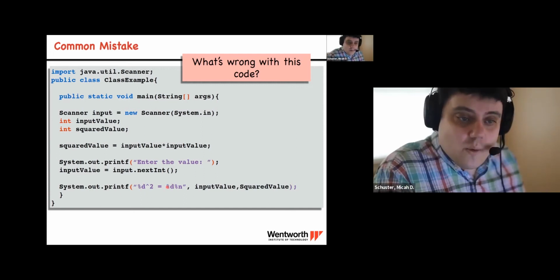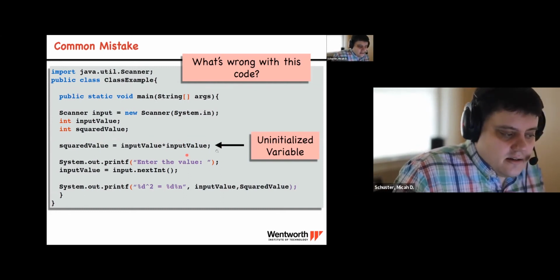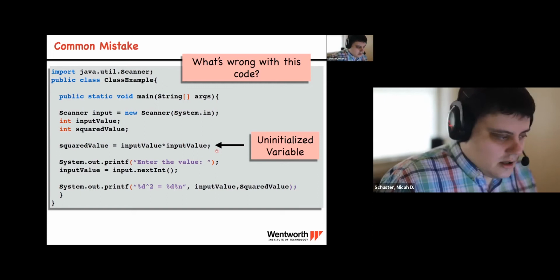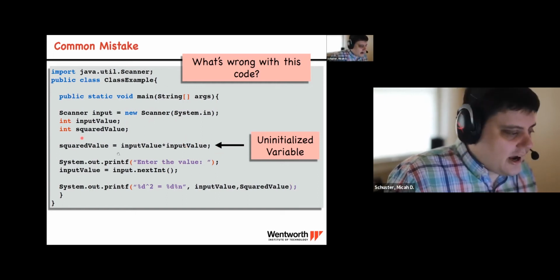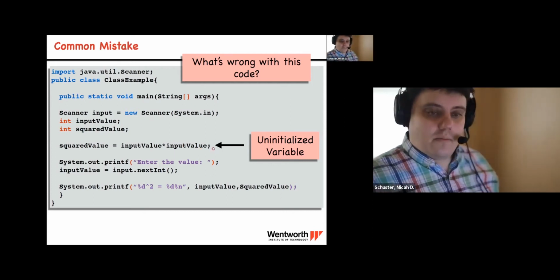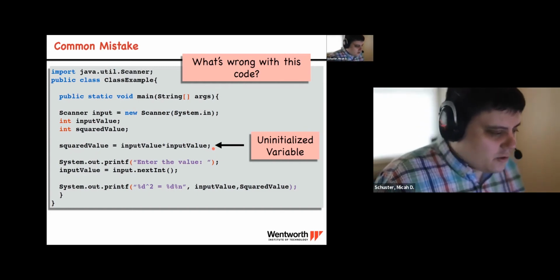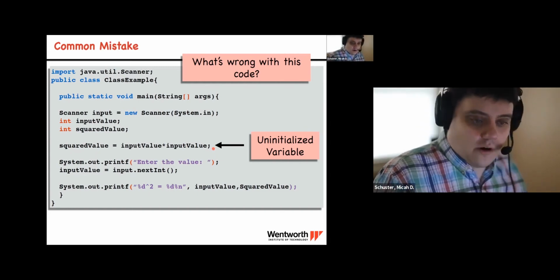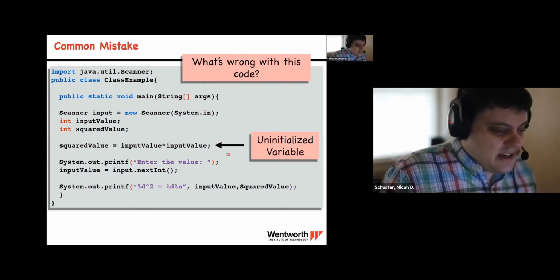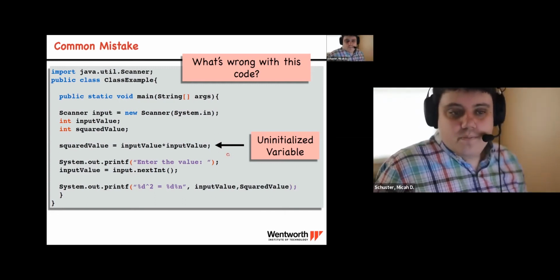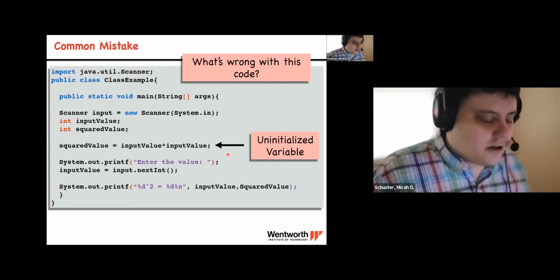Now, there's something wrong with this code. We never initialized input value. We say input value when we don't say it equals some number. So when I try to do the calculation, that's going to be a problem because it doesn't have a value yet. In principle, Eclipse or Java should give you either a warning or an error, depending on how things are set up. Other languages might just treat input value as being 0, in which case you would get a squared value of 0, which may or may not make sense if you don't notice the error.